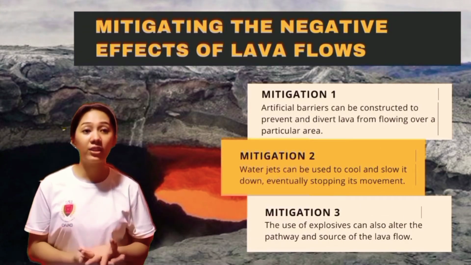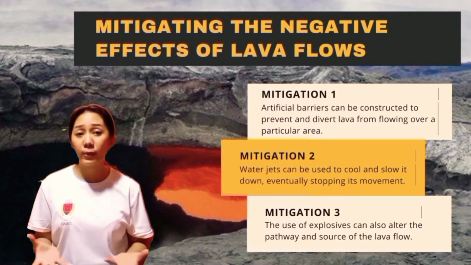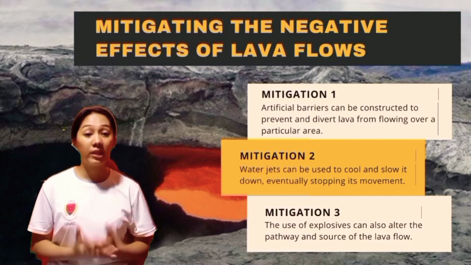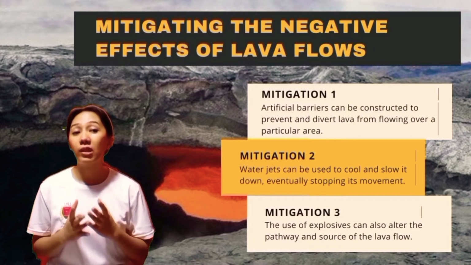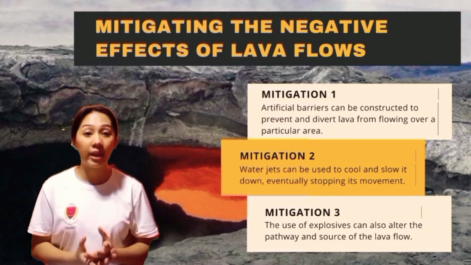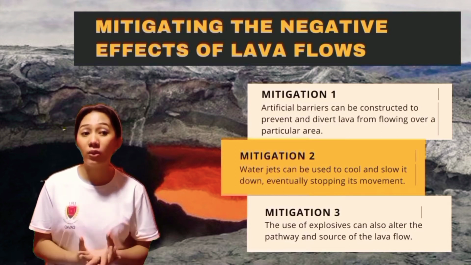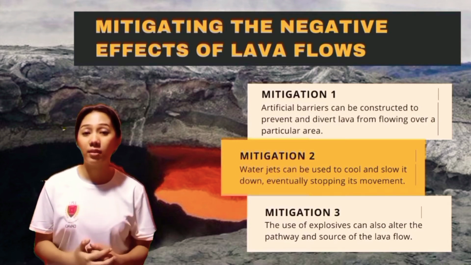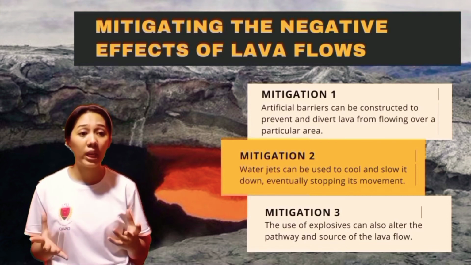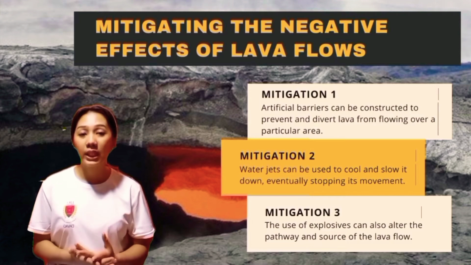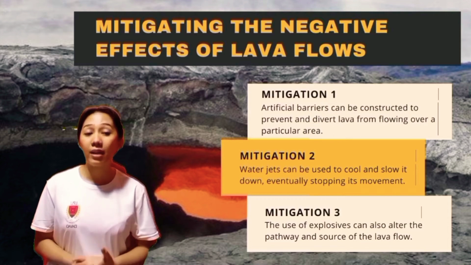Like other volcanic hazards, lava flow cannot be stopped. Some may be controlled, however. To minimize its effect on people's lives, artificial barriers can be constructed to prevent and divert lava from flowing over a particular area. Water jets can also be used to cool and slow it down, eventually stopping its movement. Also, the use of explosives can alter the pathway and source of the lava flow. These mitigations can eventually help reduce the negative impacts of lava flow.